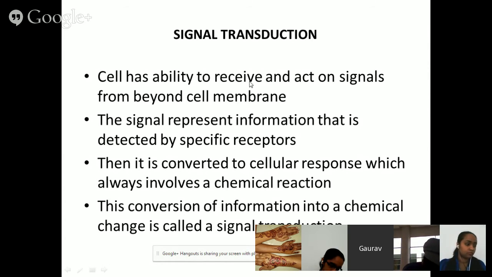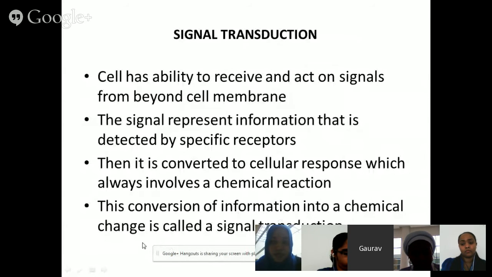Each and every cell has the ability to receive or to act on signals. These signals carry information. Whenever cells receive a signal, they analyze it, and as per the signal, they produce or change different types of structures or carry out protein synthesis. These signals are passed in the form of chemicals. So the conversion of information into chemical changes is called signal transduction.